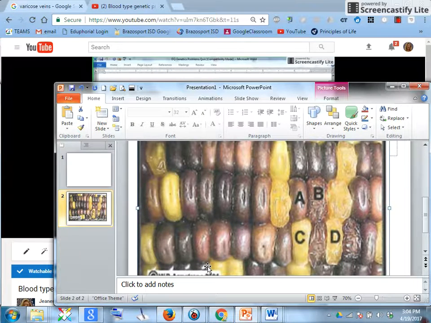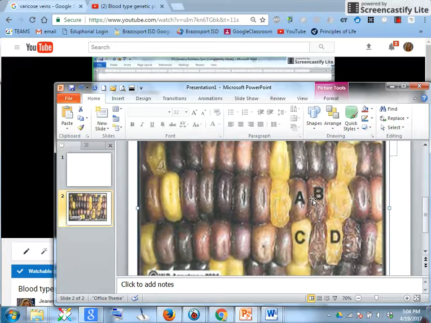Alright, this particular chi-square problem involves corn. And corn has different phenotypes. There's purple and there's yellow seeds. Purple is dominant, yellow is recessive. And then there is the structure. There's smooth, fat kernels of corn, and there's shriveled kernels of corn.